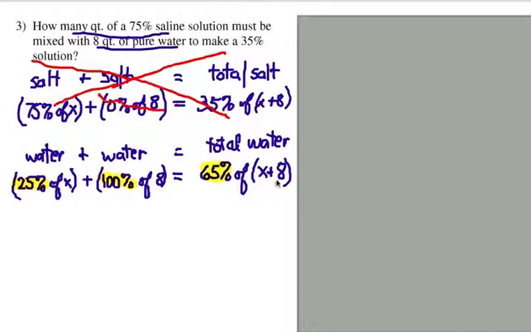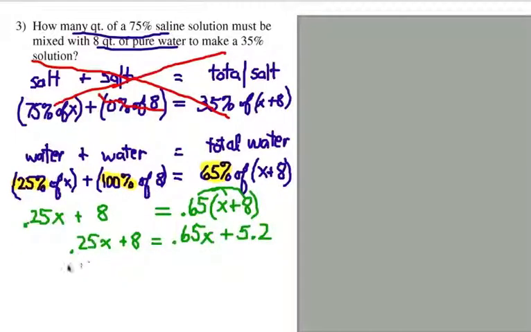Notice the total mixture is X plus 8 quarts. All right, so we have to think a little bit, and now let's go ahead and work on it with algebraic steps. Now we have to change our percentages into decimals, so 25% of X is 0.25X, 100% of 8 is still 8, and 65% of X plus 8 means now we have to do the distributive property.